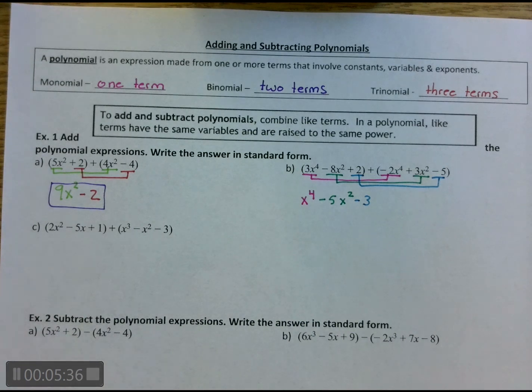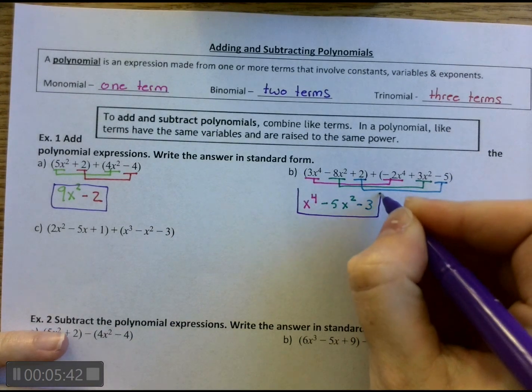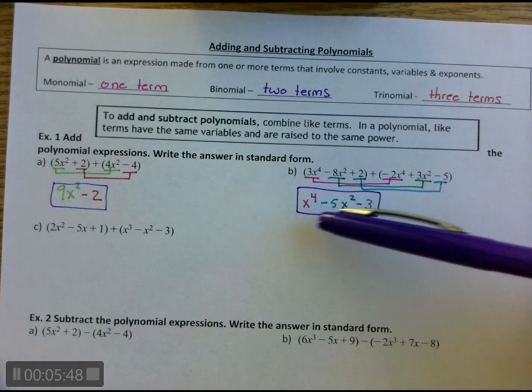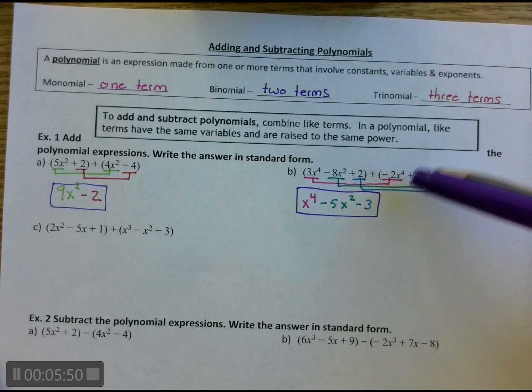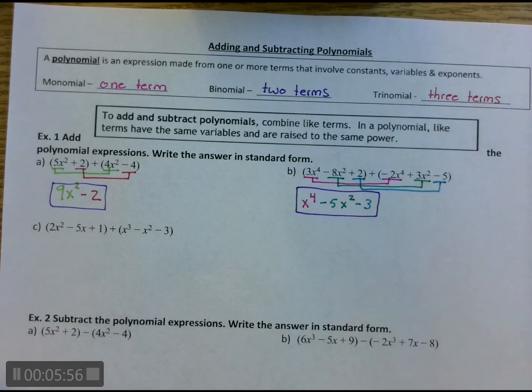If you are not good at doing the calculations like negative 8 plus 3 in your head, there is no shame in using a calculator. Oh, and this is in standard form because it is simplified as far as possible. That's the whole purpose of this. And we have our largest exponent to our smallest exponent. So we're doing good.